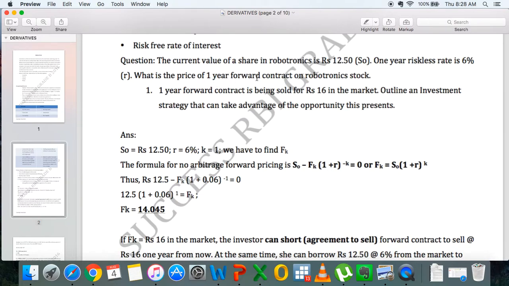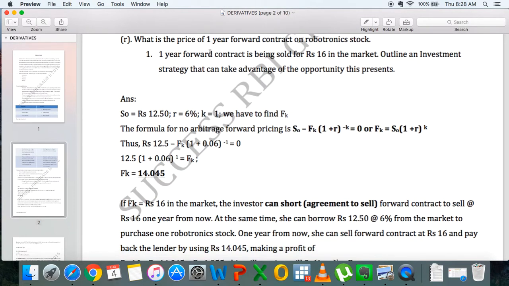In order to find the 1 year forward contract value, which is FK, we multiply the spot price, or the present value, with 1 plus r raised to power n. Okay, so this is how we found the future value. Now here it has to be 2 years. The question is, what is the price of a 2 year forward contract on Robotronic stock? So K here, or T, or N, the time period, can be expressed in any way. I have expressed it through K. It can be N as well. So N here is 2. If we multiply 12.5 with 1.06 raised to power 2, we get 14.045. This is the future value of the forward contract.